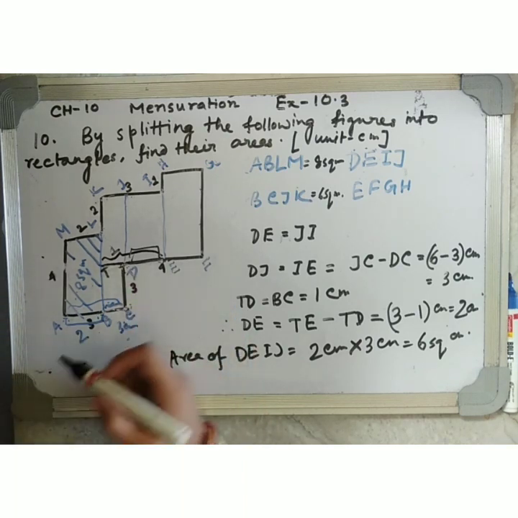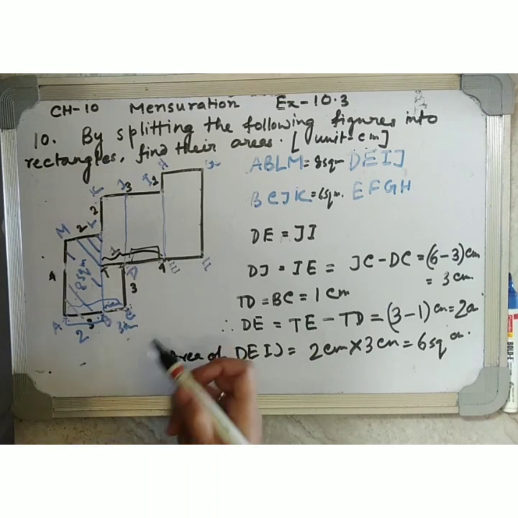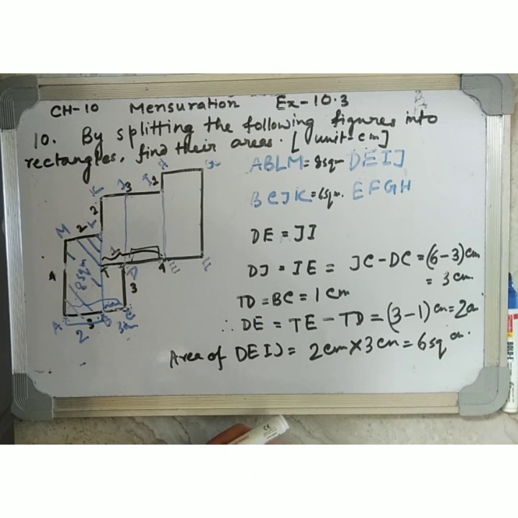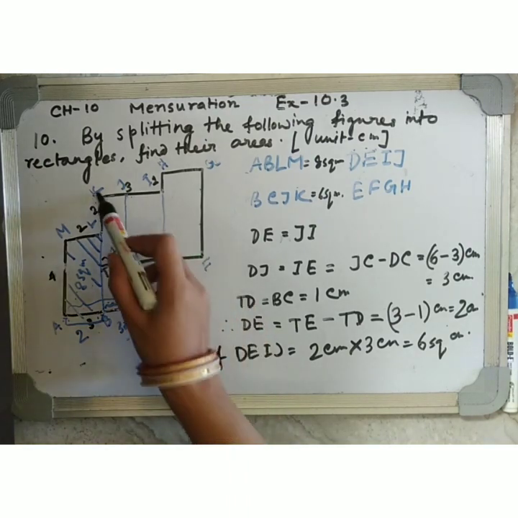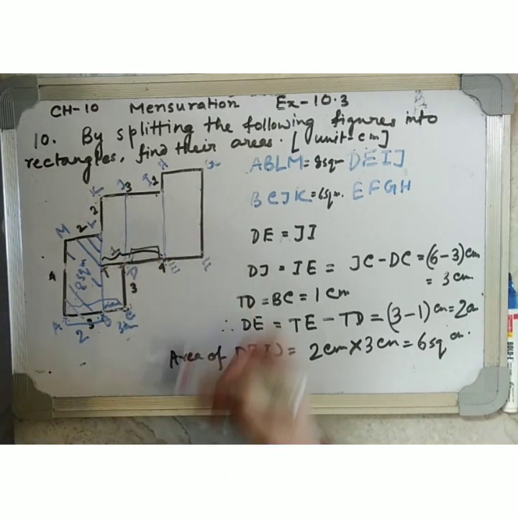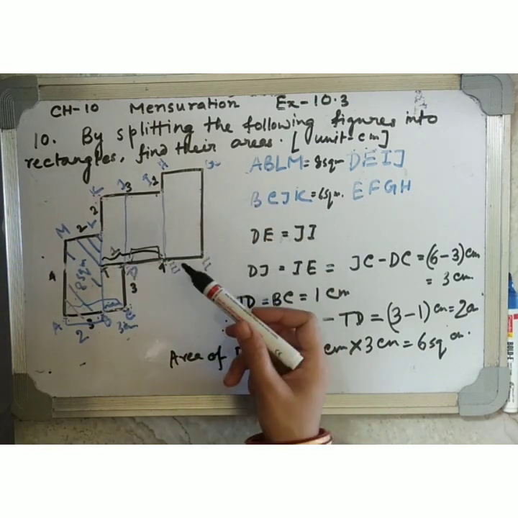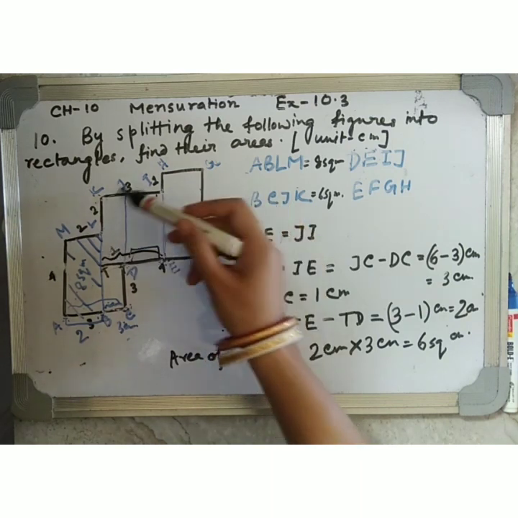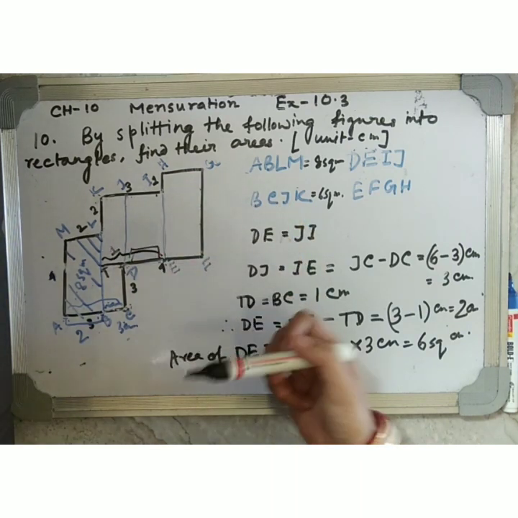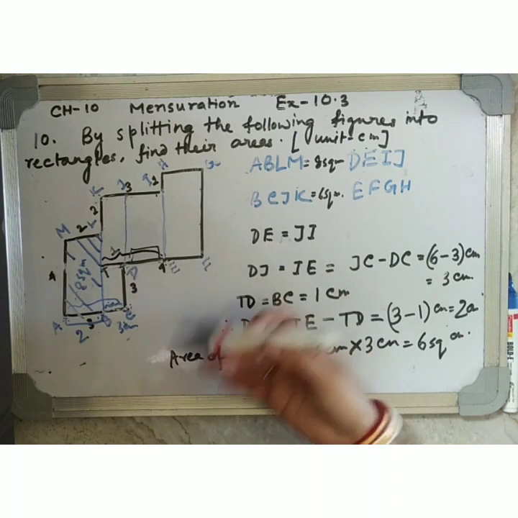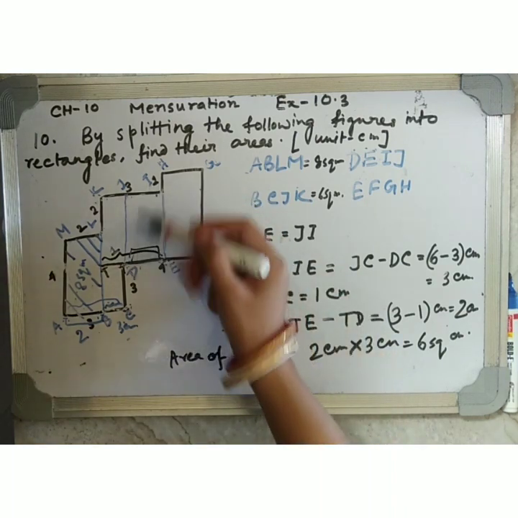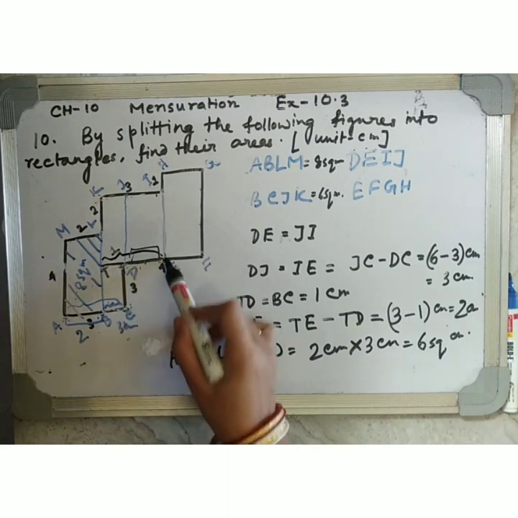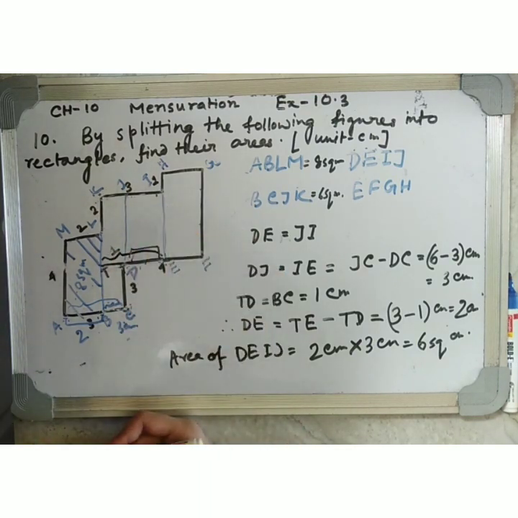So we have already found the length of BC, which was 1 centimeter. So BC is equal to TD is equal to 1 centimeter. Now TE is equal to KI, isn't it? Because TE and KI are both of the same length. If we consider it as a square or a rectangle, these two are opposite sides. In a square, all the sides are equal. In a rectangle, opposite sides are equal. These two are opposite sides, so they will be equal in length. So TE is equal to KI is equal to 3 centimeter.